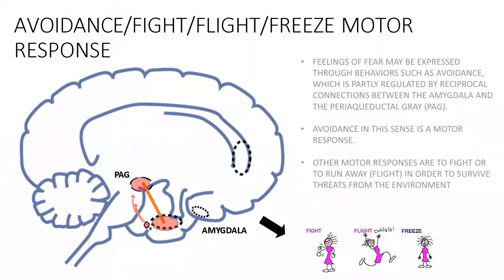It's mainly regulated by, again, a lot of circuits. The reciprocal connections are there between the amygdala and the PAG, that is the periaqueductal gray, which is also near the hypothalamus region. This reciprocal connection is very responsible. The stimuli from the amygdala go to the PAG, and then avoidance, which is a motor response, is seen. So with any signal from the amygdala to the PAG, the body tries to avoid it.